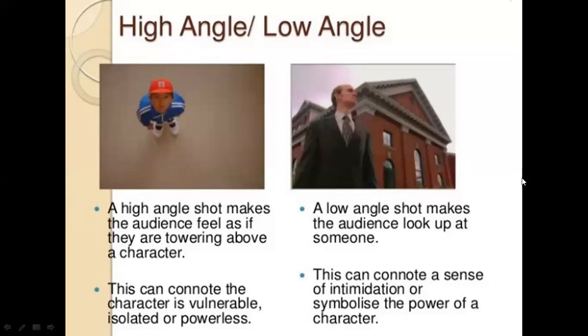In this, the character is vulnerable and isolated. A high angle shot makes the audience feel as if they are towering above a character. Similarly, a low angle, basically in cinematography, a low angle shot is a shot from a camera angle positioned low on the vertical axis.